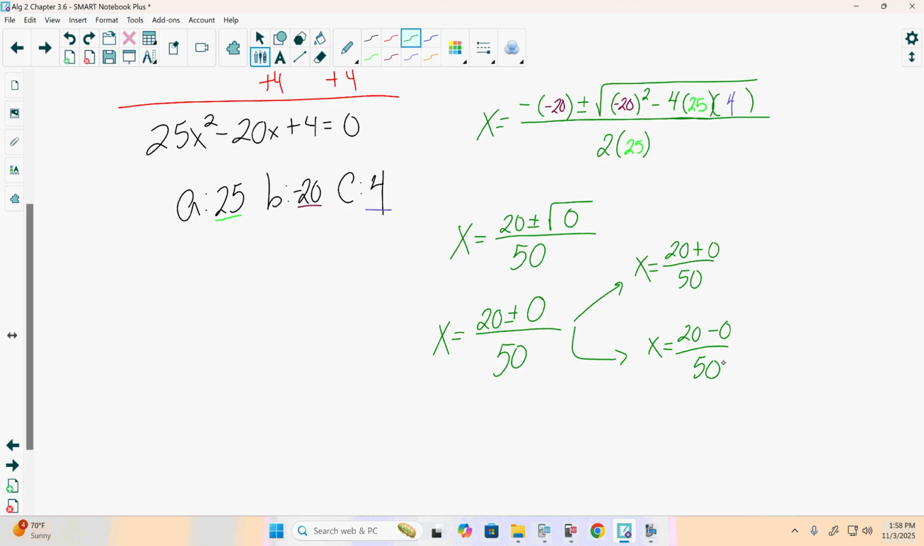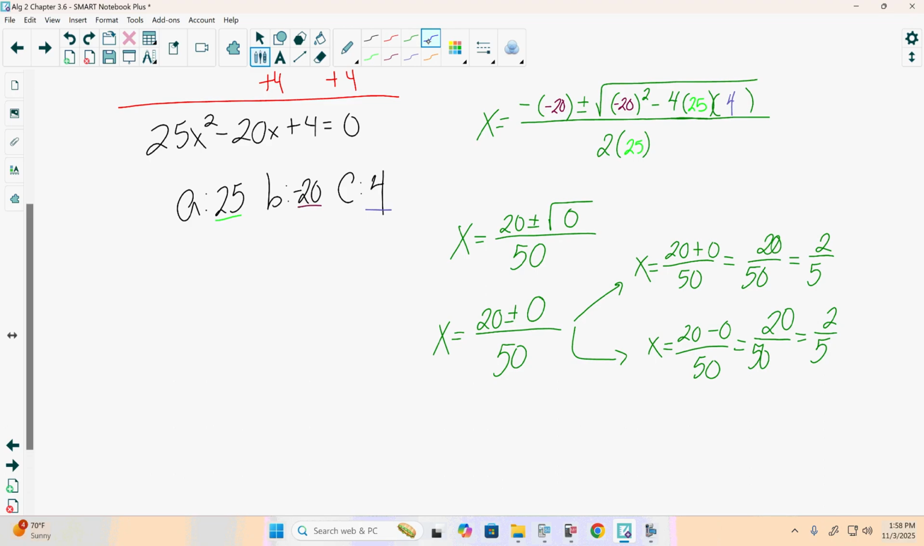All right, guys, focus in. So if we can add or subtract the two numerators, we need to add and subtract. Now, 0 doesn't tell us a whole lot because 20 plus 0 is 20. And 20 over 50 reduces to 2/5. Twenty minus 0 is still 20. So 20 over 50 is 2/5.